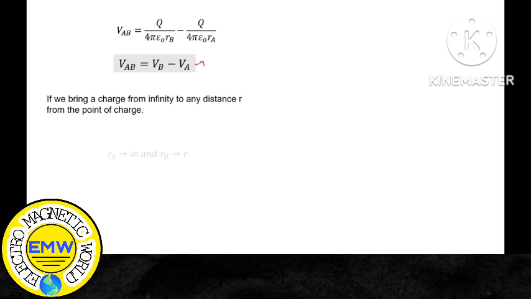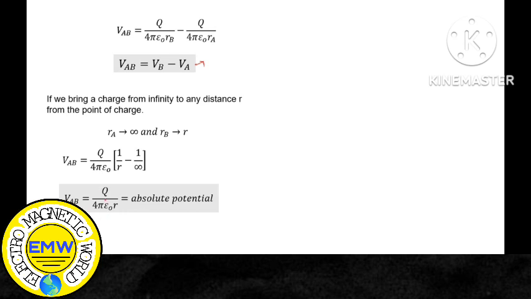So if RA is infinity and RB is suppose a radius R or maybe a constant number, then what will be the potential difference? You just need to put the values here, 1 over RA, so 1 over RB, RB is equal to R and RA is equal to infinity. So 1 over infinity, the equation will look like the potential difference is equal to Q divided by 4 pi epsilon R. And this equation is basically the absolute potential. So if you want to find the absolute potential, you can use this equation to find it.